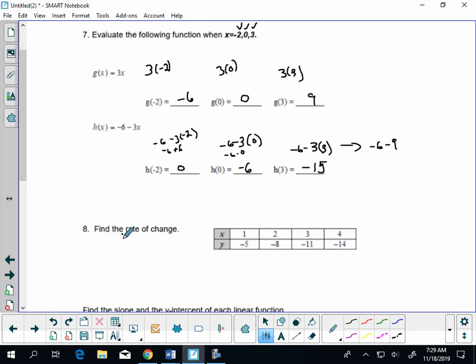Rate of change. When they say rate of change, that is the same thing as slope.